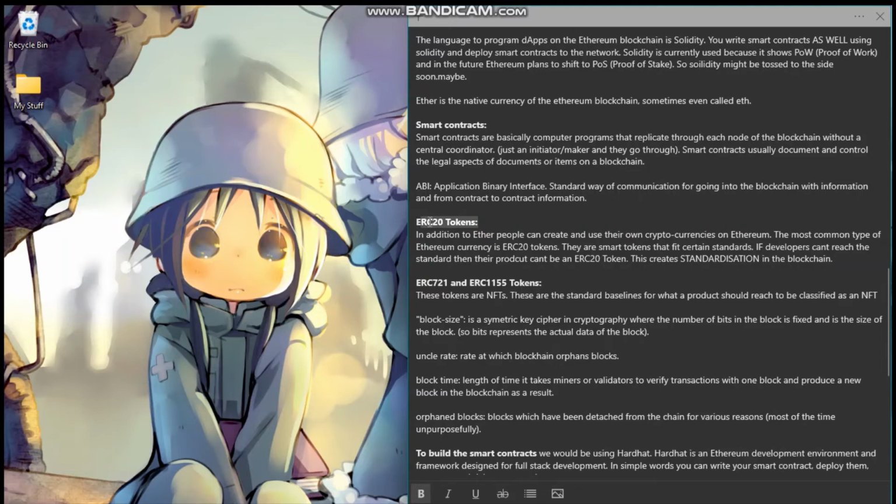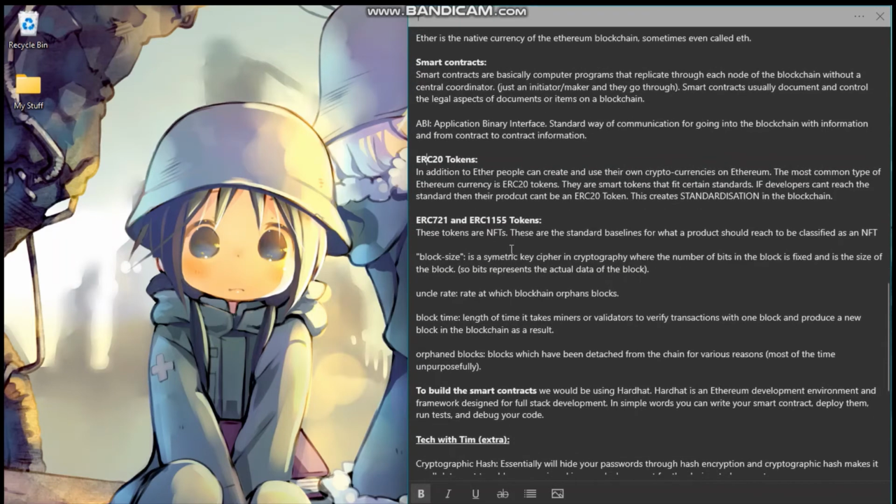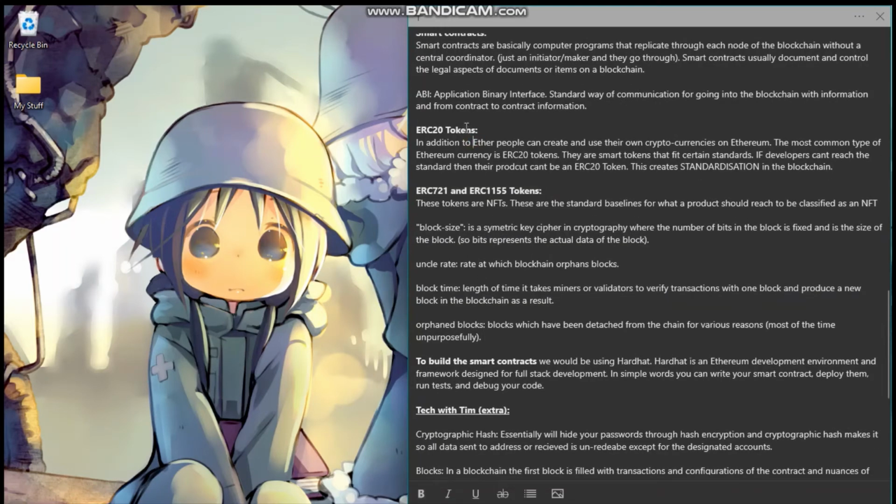ERC tokens. This is just a way of saying cryptocurrency token. If you ever hear ERC20, just know it's talking about cryptocurrency. If you ever hear ERC 721 or ERC 1155, they're talking about NFTs. These are just standards in the blockchain.